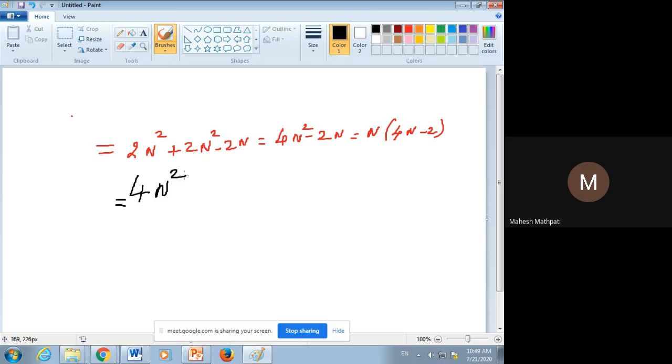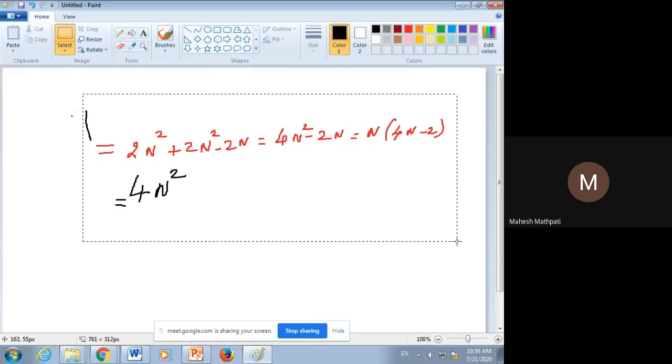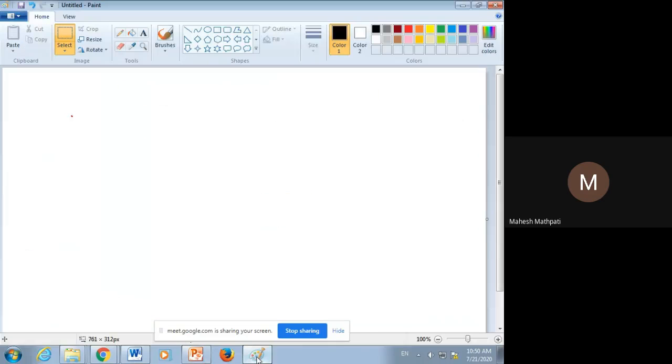The next title you just write: Trigonometric functions required. So here, as we all know, I have written the title, trigonometric functions.